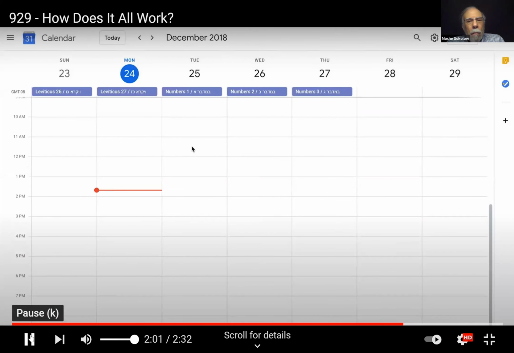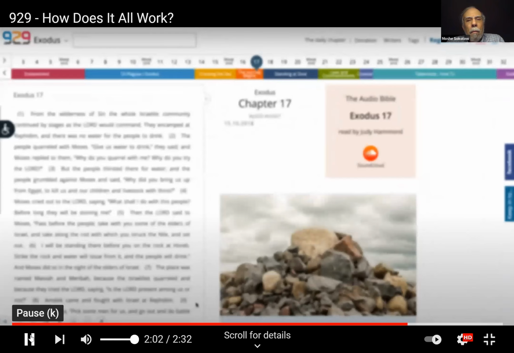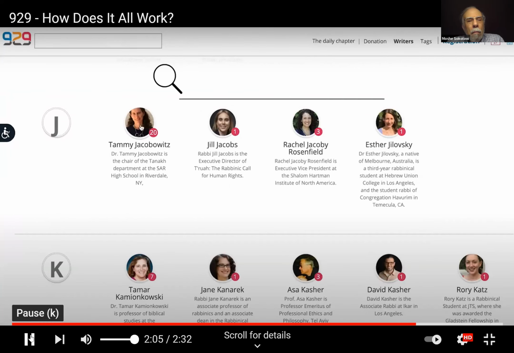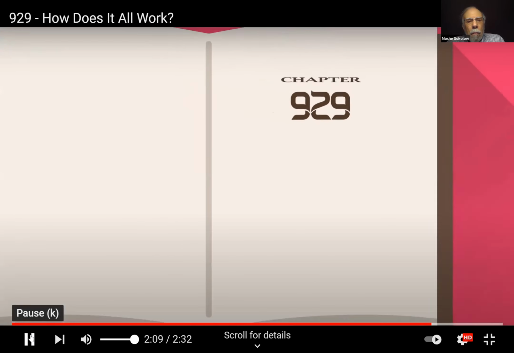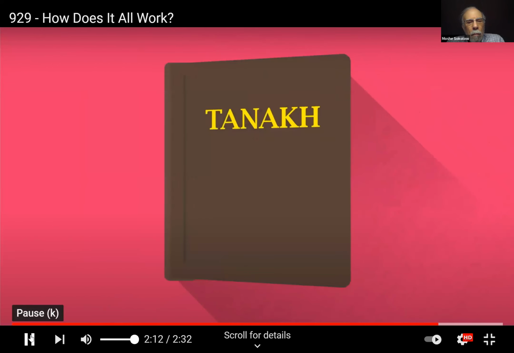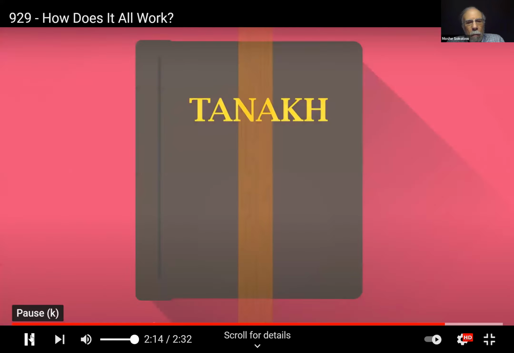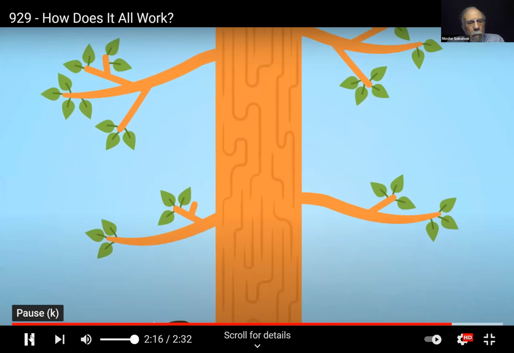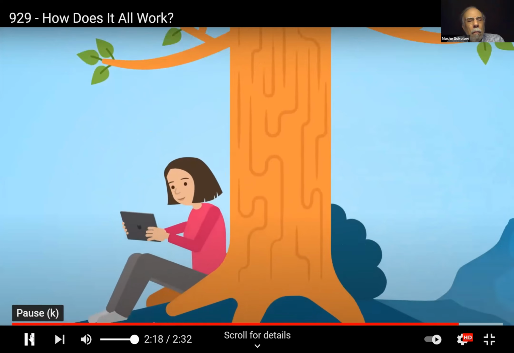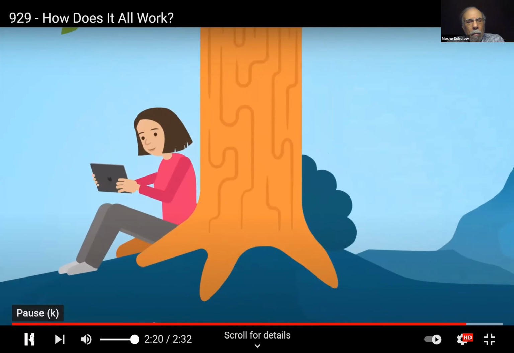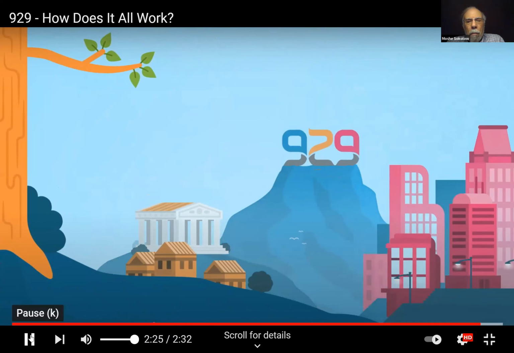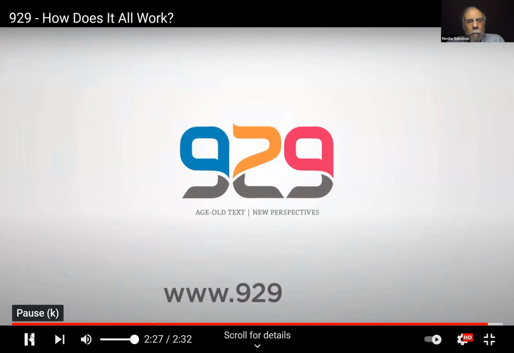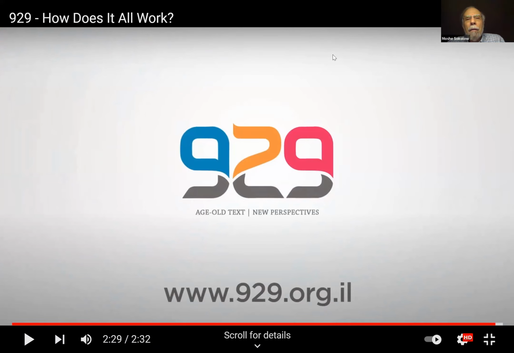Visit particular days, books, and chapters of interest. If you find a writer you like, all their pieces are available on their page. And when chapter 929 is reached, the cycle begins again. Join us as we mark each milestone on a journey through time and Tanakh. The Bible was written a long time ago, but it lasts forever. Learn with us and make it your own. There we go.